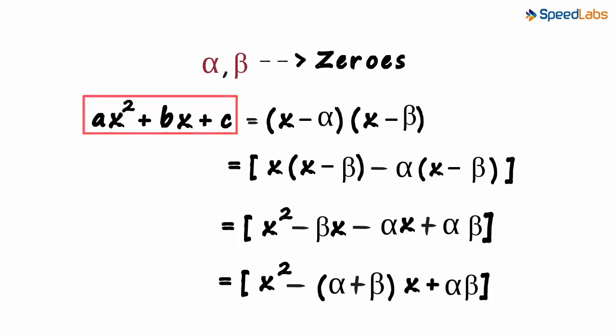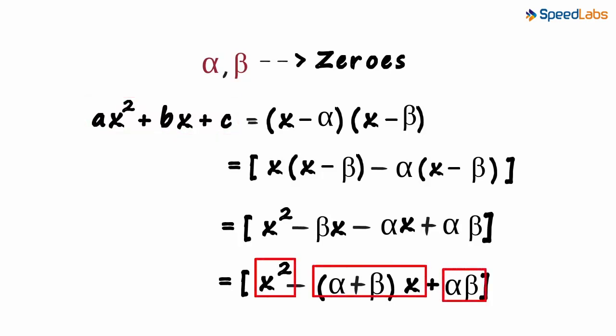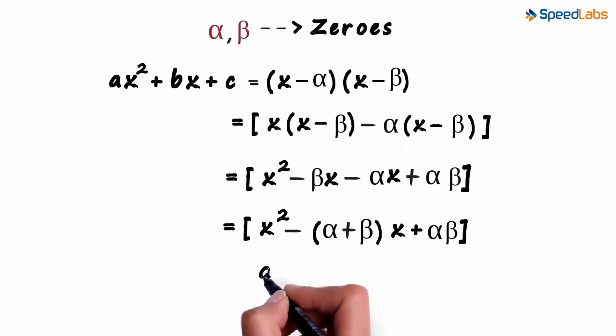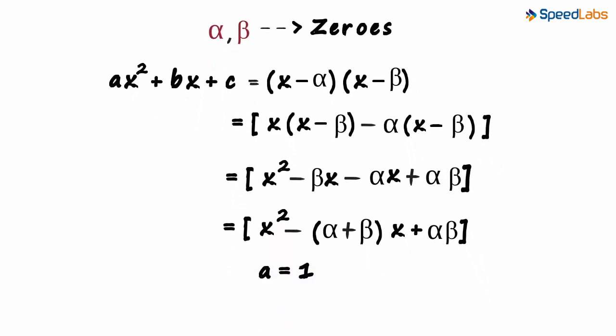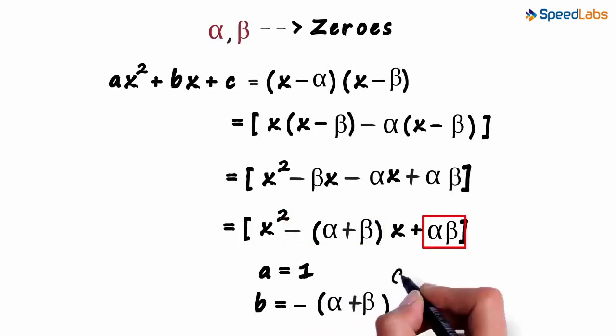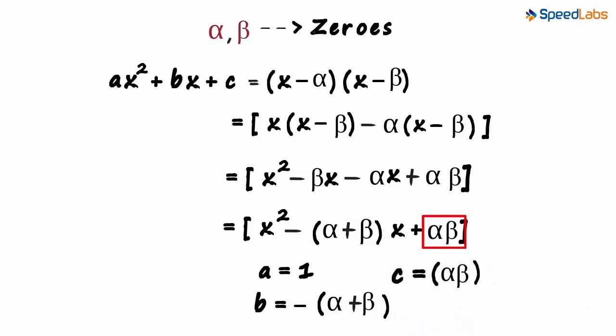Now this is in the form of ax squared plus bx plus c. So we can equate the coefficients of each of the terms of these equations. The coefficient of x squared is 1, so we can say that a equals 1. The coefficient of x is minus (alpha plus beta), so b equals minus (alpha plus beta). And the constant term is alpha beta, so we can write c equals alpha beta. So we have successfully found the relation between the coefficients of a quadratic polynomial and its zeros.